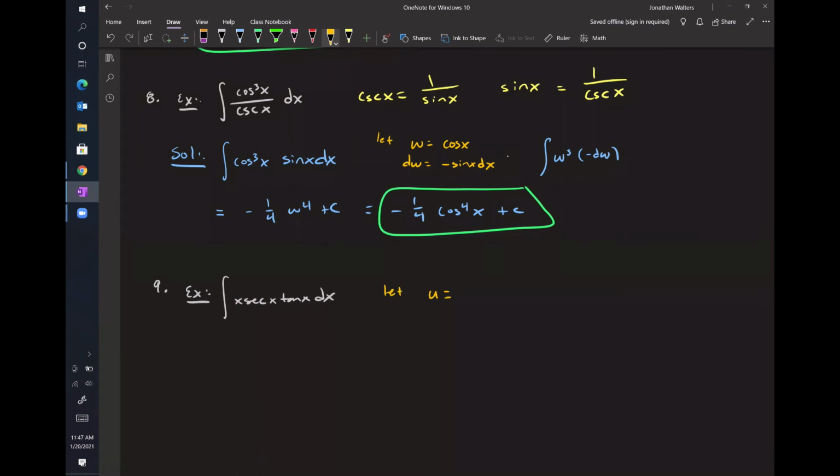u equals x and then dv is secant times tangent, because I can anti-differentiate secant times tangent. So if that's my dv, I can get v no problem. So v equals secant. du equals dx. Solution. This is going to be x secant x minus integral of secant x dx. So uv minus integral v du.